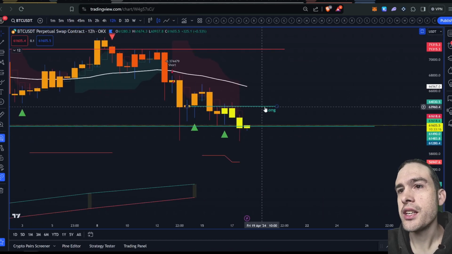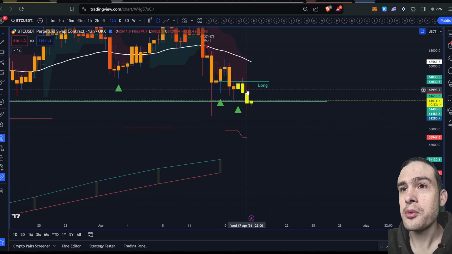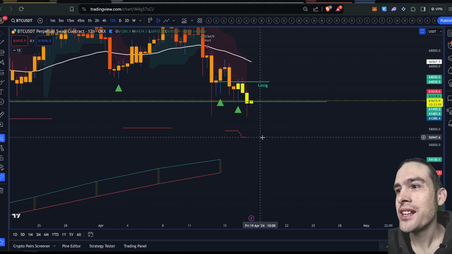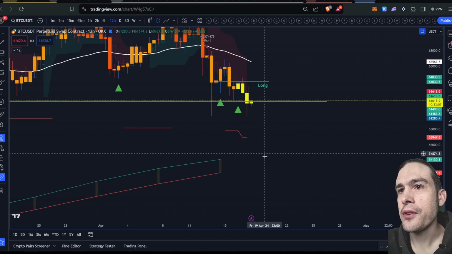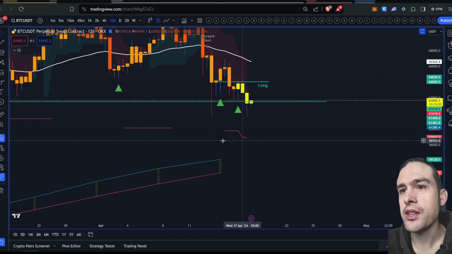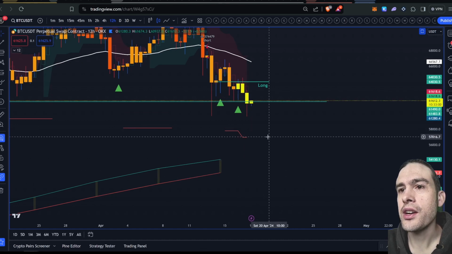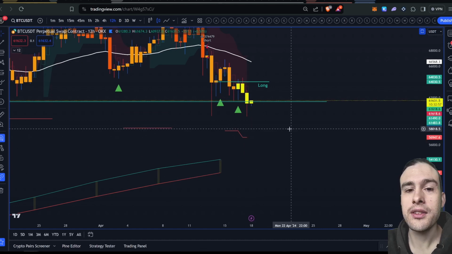There's my long entry sitting at around 64K. Now, is there potential we keep coming down? Of course there is. Of course there is. I actually have a stop loss sitting at if price accepts below 57k. So if I see weekly closes, not just wicks or anything like that, but proper closes below 57k, well, I have to pull my position because that's just part of the strategy.